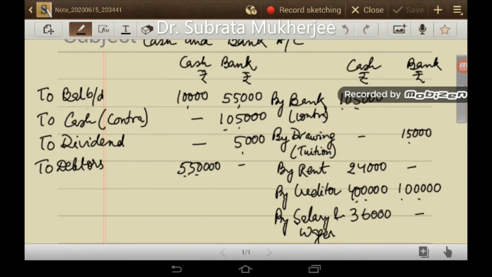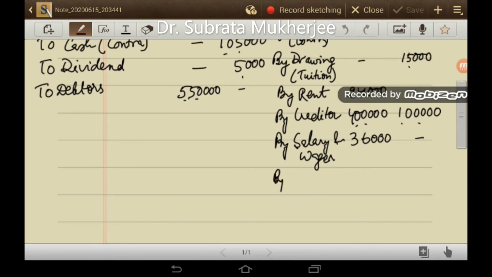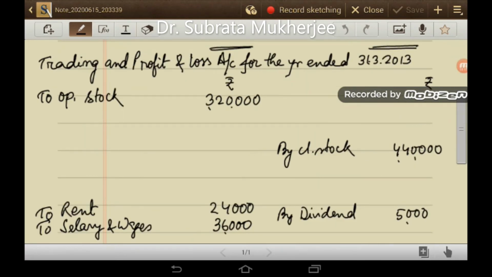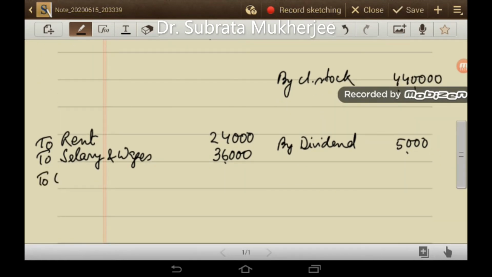Next item is office electricity, 12,000 paid by check. So by electricity 12,000, and in PL account I am posting to electricity. The journal entry is electricity account debit to bank, so I have posted in bank account by electricity. Since electricity is a nominal account, the balance of electricity will be transferred to PL. So the account of electricity will be closed at the end of the year by transferring the balance to PL. All the nominal ledgers will be closed by transferring their balances to PL.